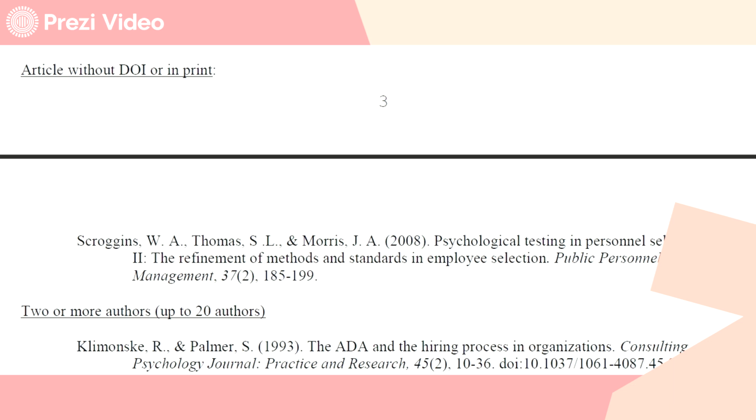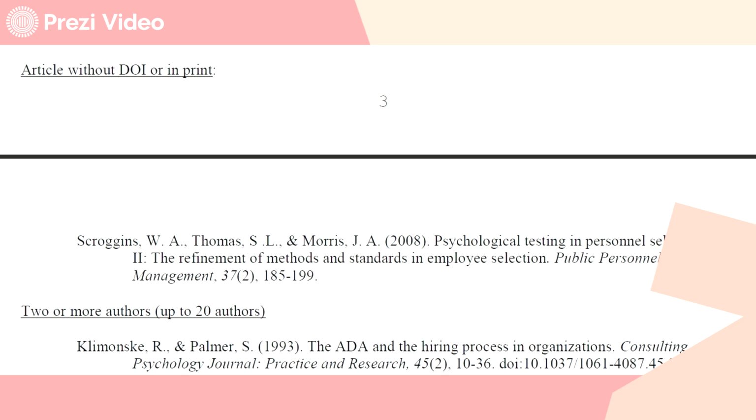However, if the DOI is not located, or if it is not stated in the document, then you can merely stop with the page numbers if the DOI is not included. Now, for 2 or more authors or up to 20 authors, then make sure to use the ampersand. So for 2 authors, you can have Klimonski and Palmer, ampersand Palmer.